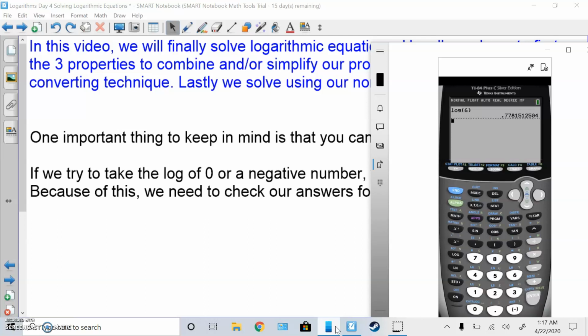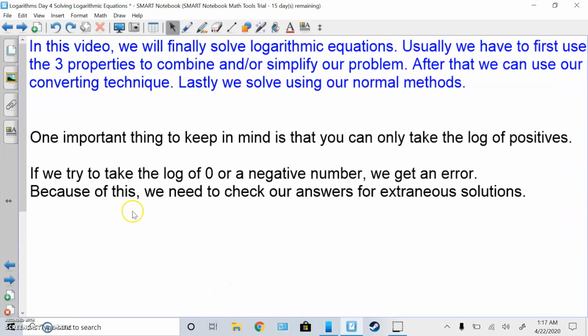an answer. That's fine. I could also log a decimal. Log base 10 of 0.2 is an answer. It's negative, but that's okay. If I try to log base 10 of 0, I get an error. I try to log base anything, but in this case, base 10 of, say, negative 8, I got an error, non-real. Alright, so you must log positive numbers. It cannot be 0 or negative. Because of that, we have to check our answers for extraneous solutions.